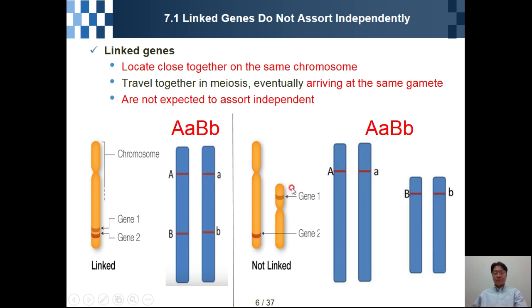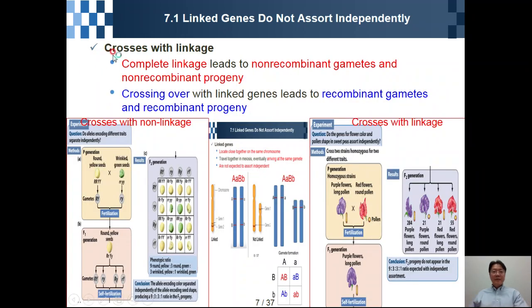Even though they have the same genotype, we have to think about the two cases, linked and not linked. In this slide we will see the cross with linkage. Previously, all of our crosses were with non-linkage. For example, the gene which encodes the shape and the gene which encodes the color are located on different chromosomes. So each gene assorts independently. In the F2 generation, we have a 9:3:3:1 ratio.